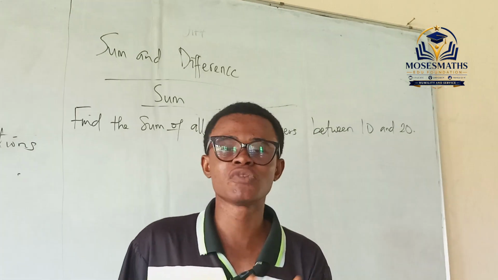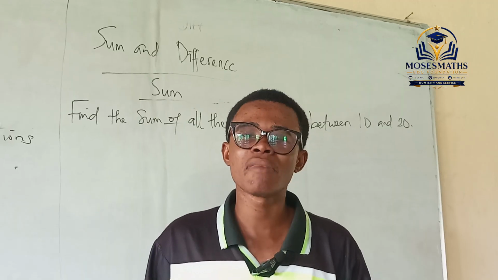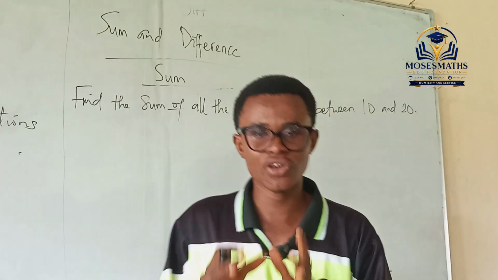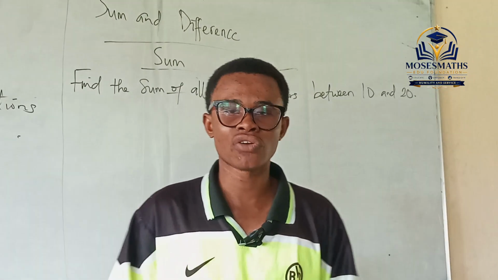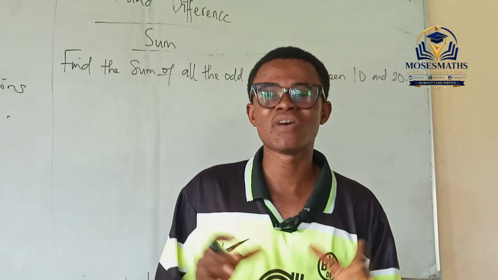Because they are asking you to find the odd numbers between 10 and 20. But what are odd numbers? Odd numbers are numbers that are not divisible by 2. What does that mean? When I give you a number and 2 cannot divide it without remainder, then that number is an odd number. And you know that the numbers that 2 cannot divide are numerous.